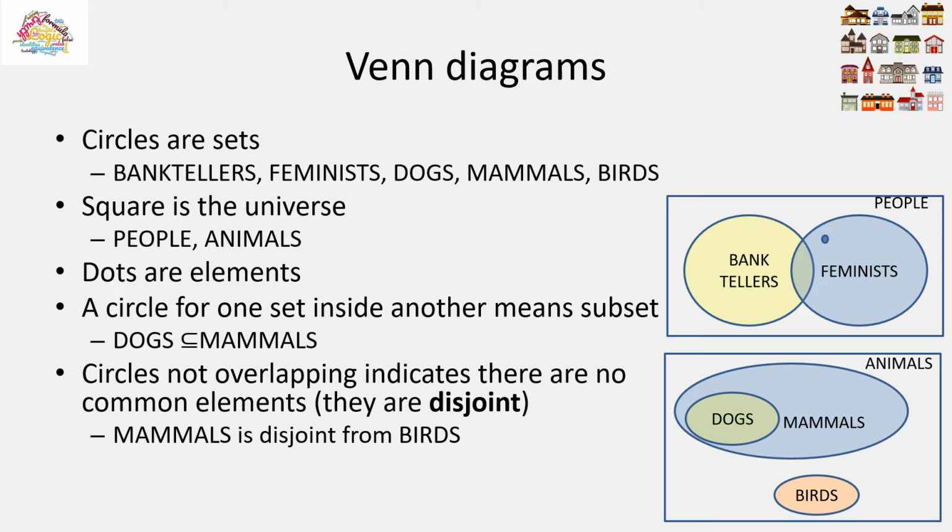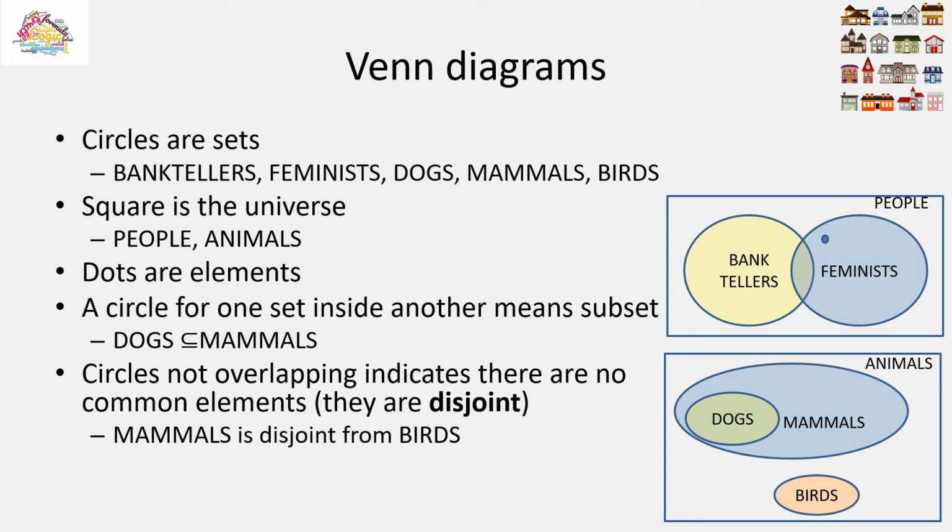For example, a circle for dogs, a circle for mammals, a circle for birds. Well, okay, they don't have to be circles. You could draw them as some kind of squished circle, oval shapes too, if you need to. But generally, they're circle-like shapes. And then we put dots to represent elements. For example, if you are talking about bank tellers and feminists and Susan, we could put a dot in the feminist circle but not in bank tellers, representing Susan, who is a feminist but not a bank teller.